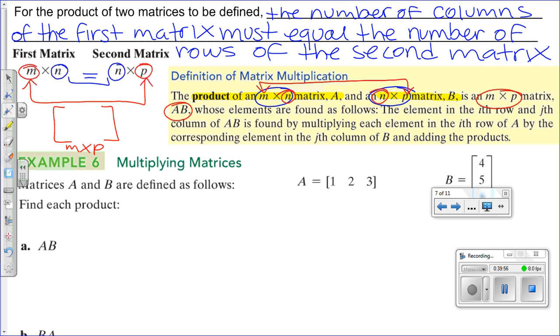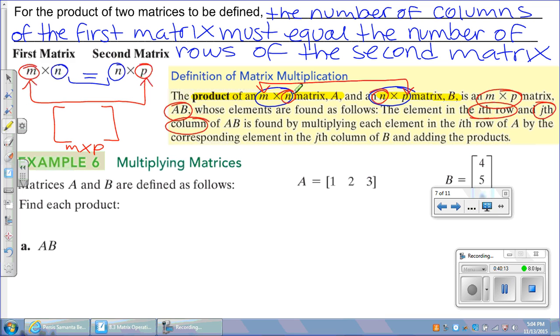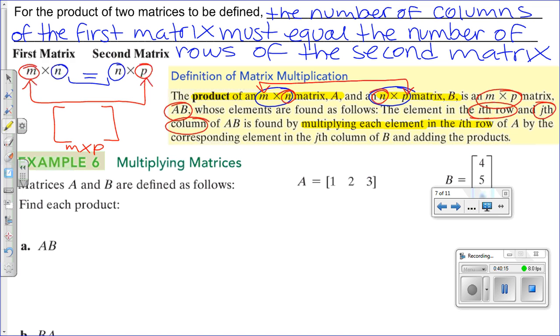The element in the ith row and jth column. Remember, we're using I to represent the number of rows and J to represent the number of columns. It is found by multiplying each element in the ith row of A by the corresponding element in the jth column of B, and also by adding the products.